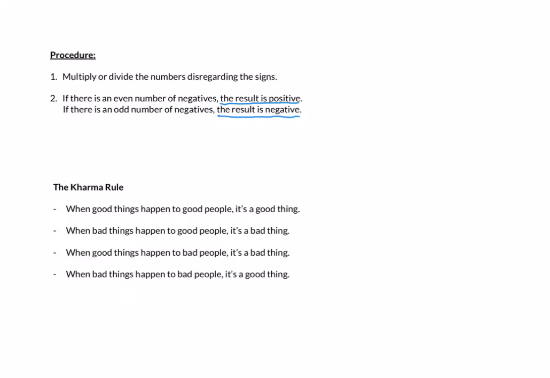If you are working with two numbers, we can use the karma rule. And the karma rule says this: when good things happen to good people, it's a good thing. So a positive times a positive is equal to a positive. The second statement we have is when bad things happen to good people, it's a bad thing. So a negative times a positive is a negative.